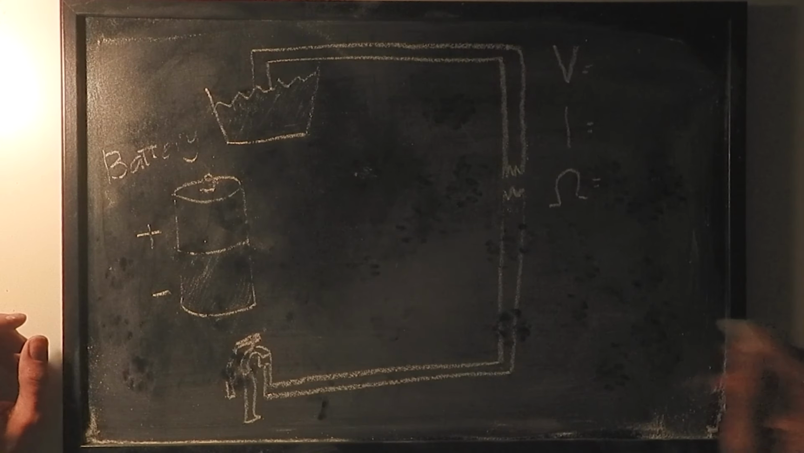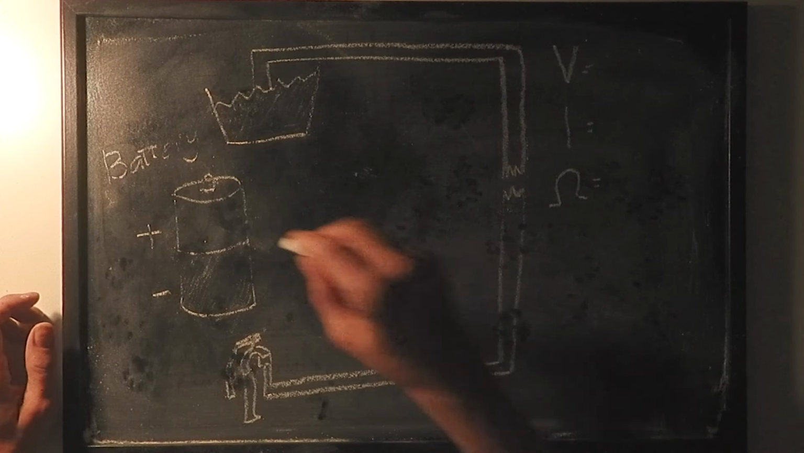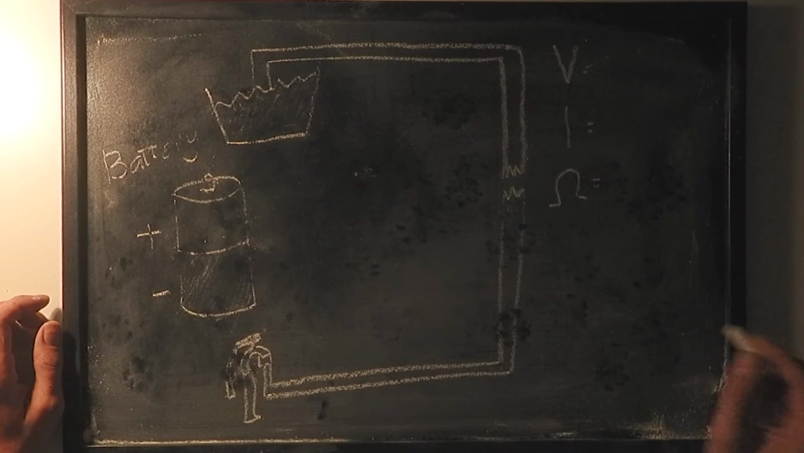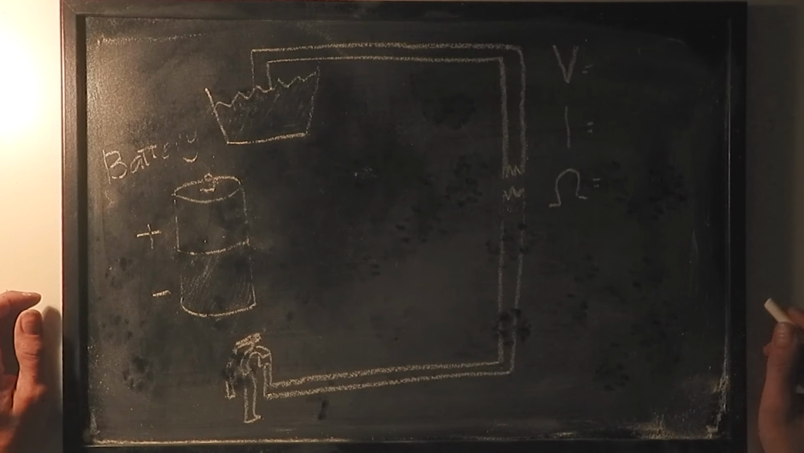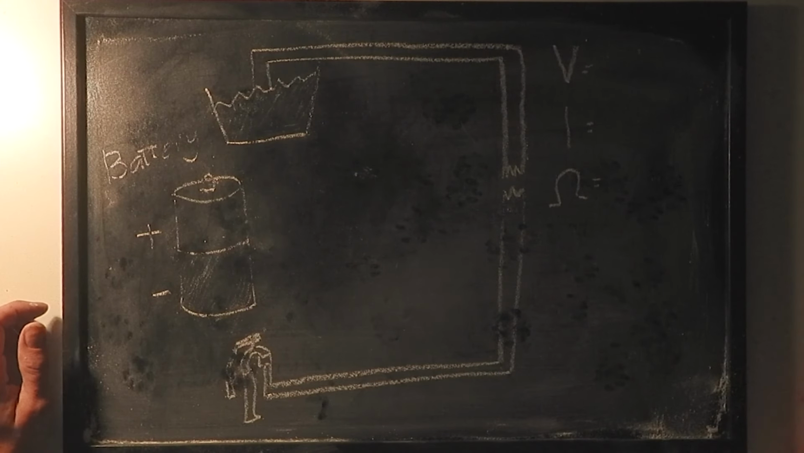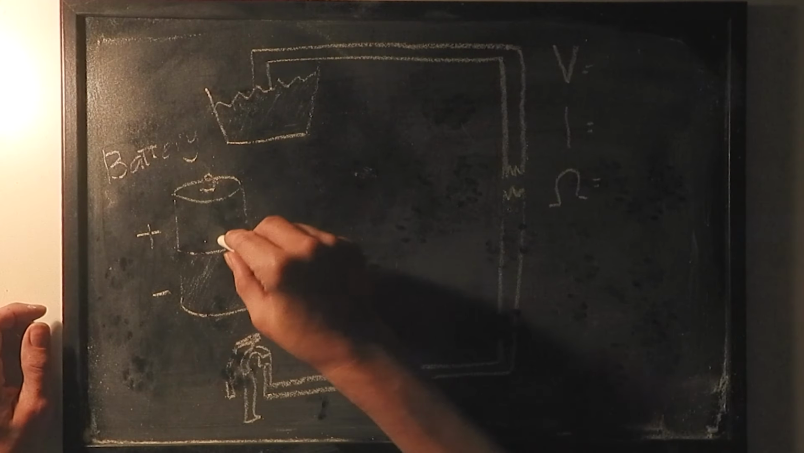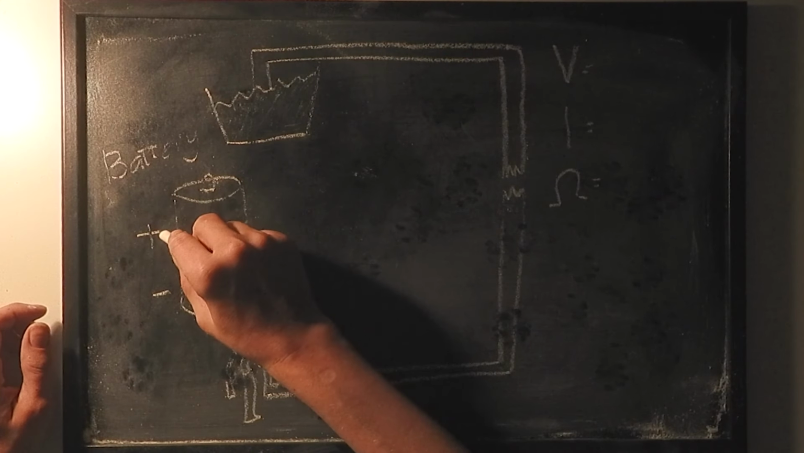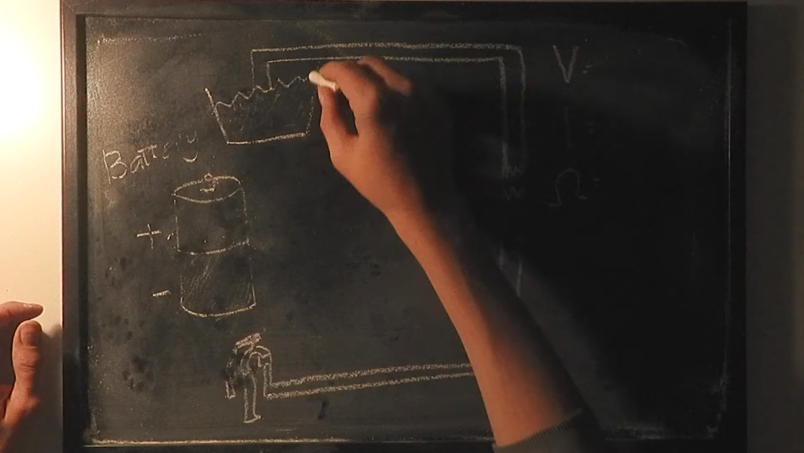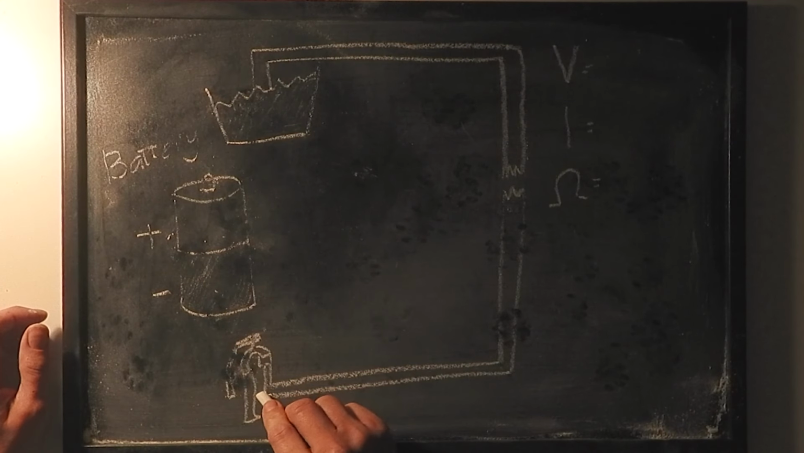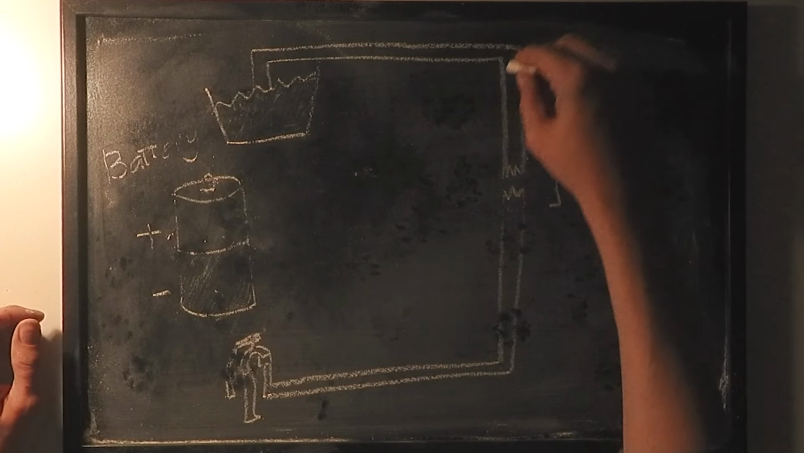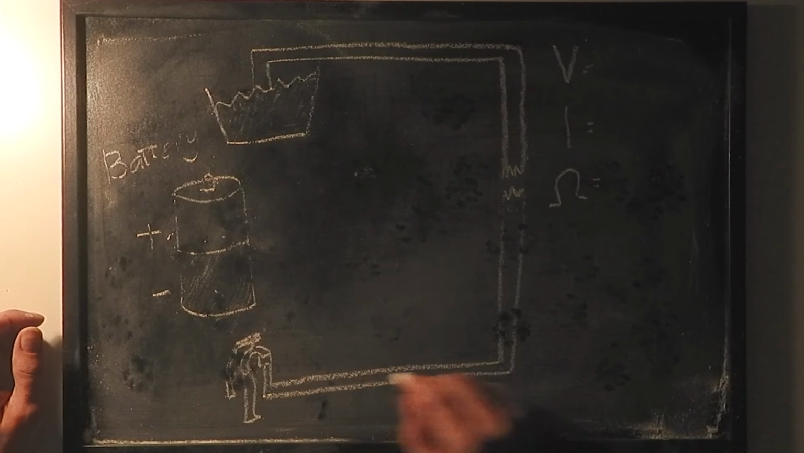Alright, so to the left here we have a battery, and this right here is supposed to be an electrical circuit. But the mental model that I want you to have is that this battery, the plus side of it, is this bowl of water, okay? And the minus side is this pump right here. And this is a pipe.